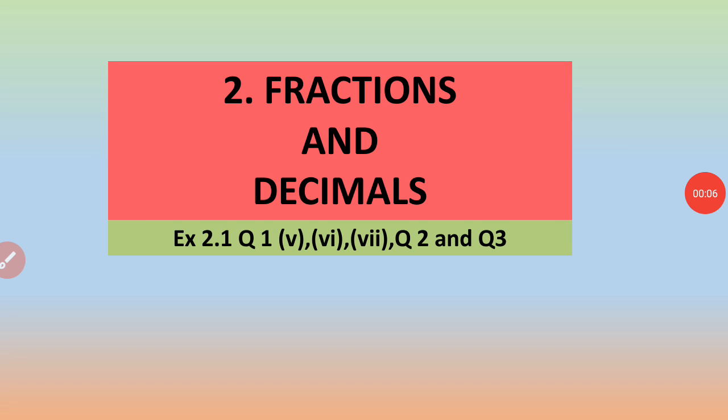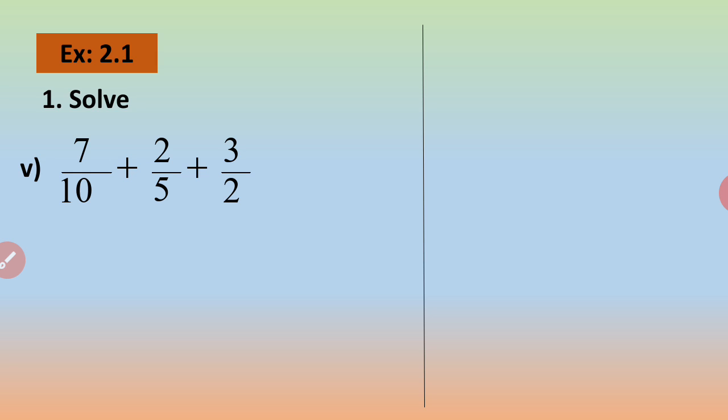Let us continue with the chapter Fractions and Decimals of Standard 7th. We have already started the chapter and we are now going to solve more problems related to fractions. Here we are with the fifth sub-question of question number 1. Here you can see that there are three numbers, all of them are fractions and we are supposed to add them. The method is as usual.